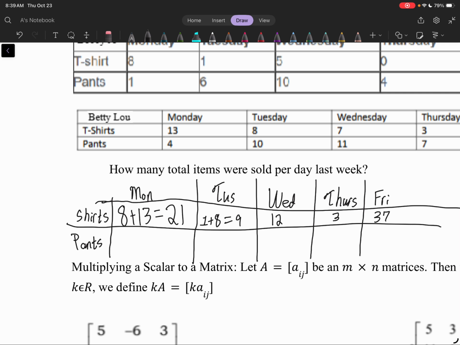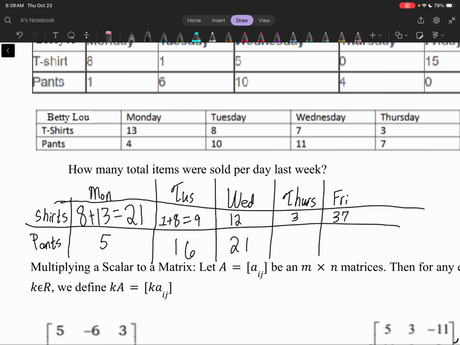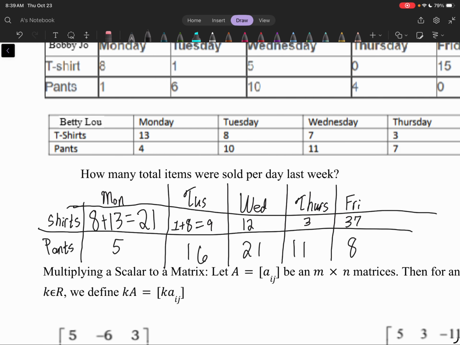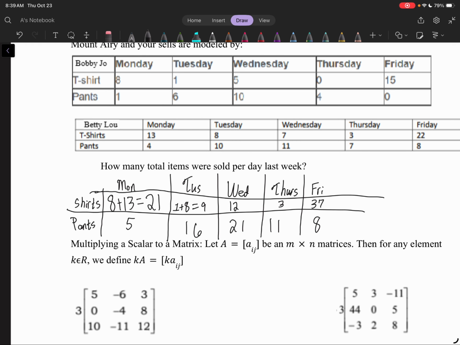You can do the same thing for the pants. 5, 16, 21, 11, and 8. There's a chart filled out of items per day last week. Okay.